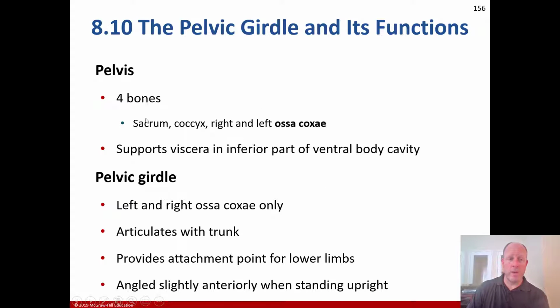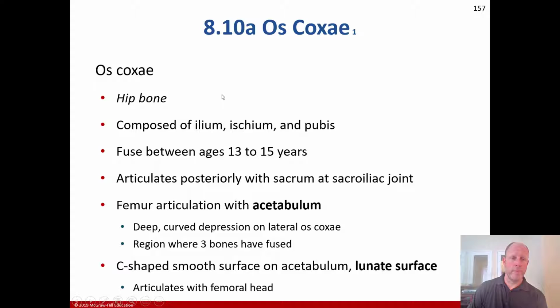There are four bones: the sacrum, the coccyx, and the right and the left Os Coxae. This supports the viscera in the inferior part of the ventral body cavity. The pelvic girdle is the left and right Os Coxae only. It articulates with the trunk. It provides the attachment point for the lower limbs, and it is angled slightly to the anterior when you're standing upright. The Os Coxae is the hip bone.